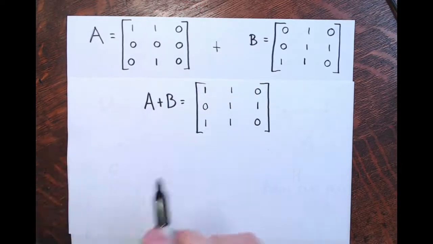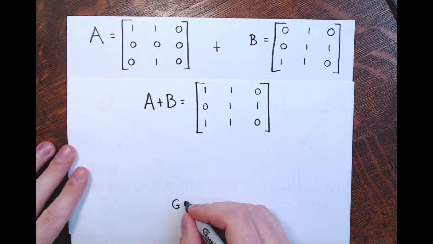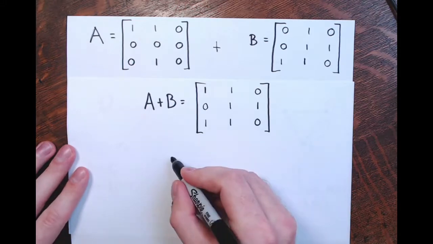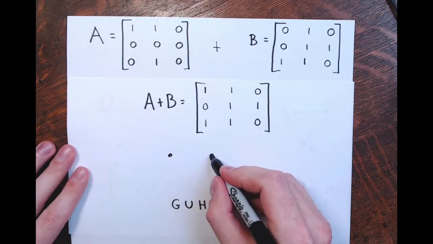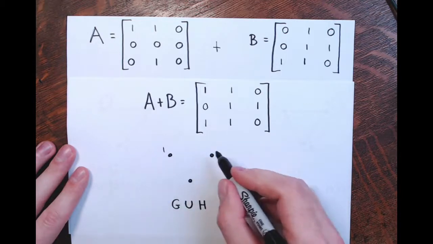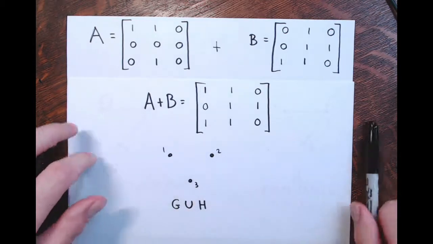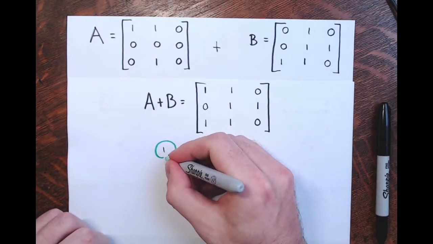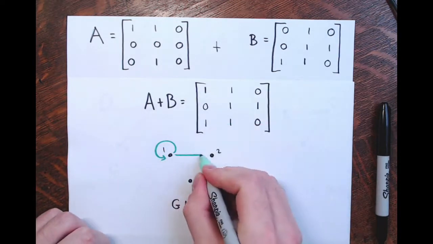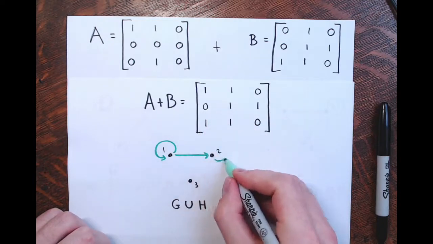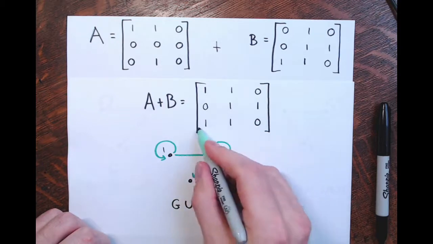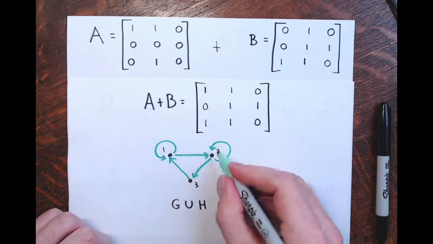And this should be the adjacency matrix for G union H. I'll draw it. Here's the graph G union H. It's a 3 by 3, so I've got these 3 vertices. And we're seeing now 1 to 1, 1 to 2, 2 to 2, 2 to 3, 3 to 1, and 3 to 2.